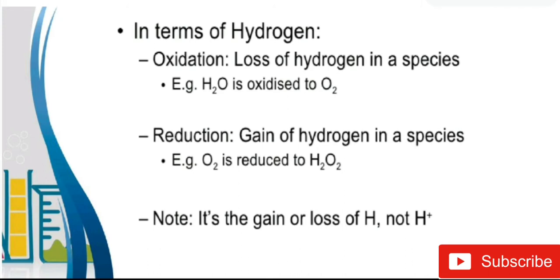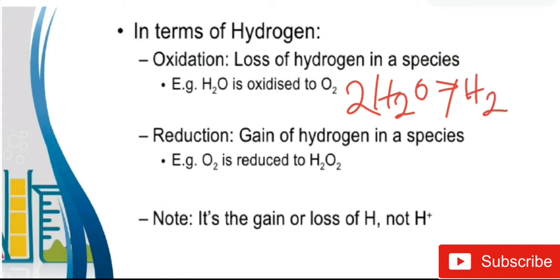Now, let us discuss oxidation and reduction reaction in terms of hydrogen. Oxidation is the loss of hydrogen by a species. Water is oxidized: the water molecule oxidizes to give you oxygen gas, because if you remove the hydrogen from water, you get the oxygen gas. So, oxidation can also be defined as the loss of hydrogen by a species.